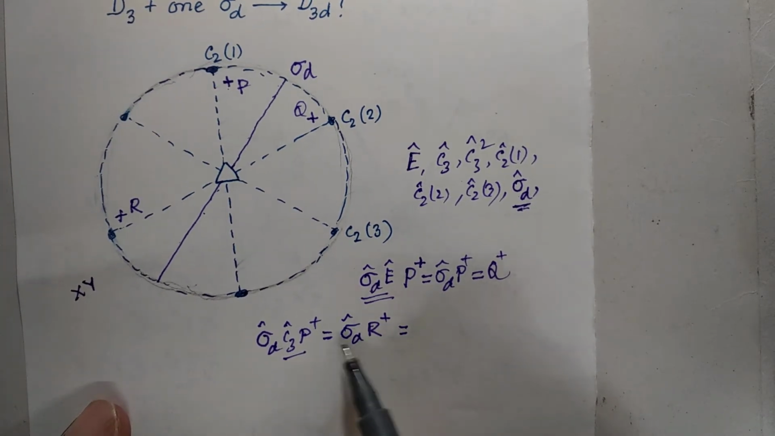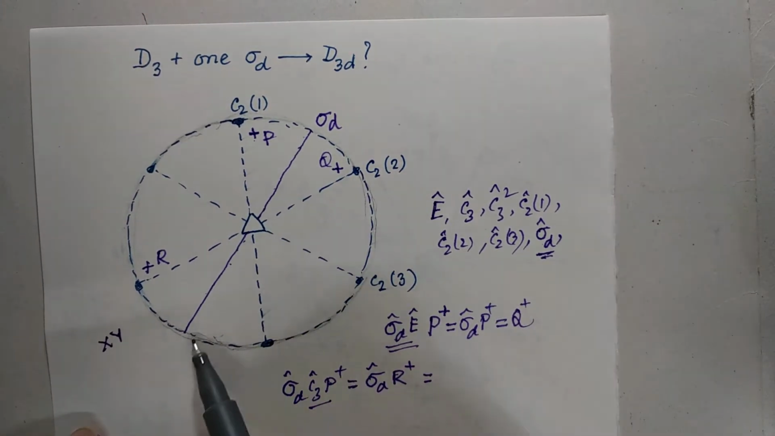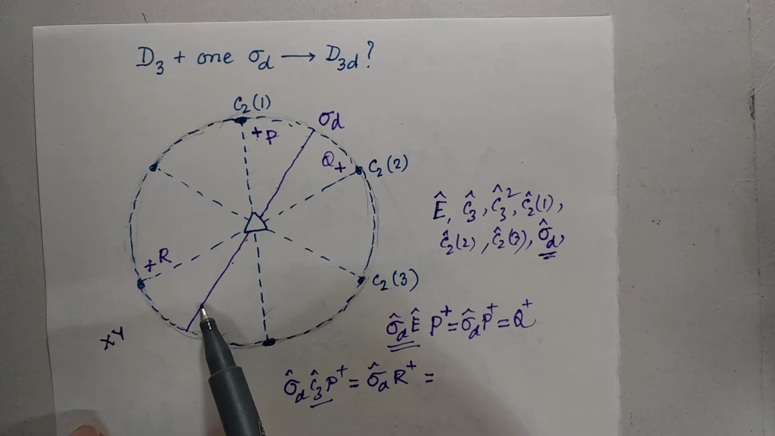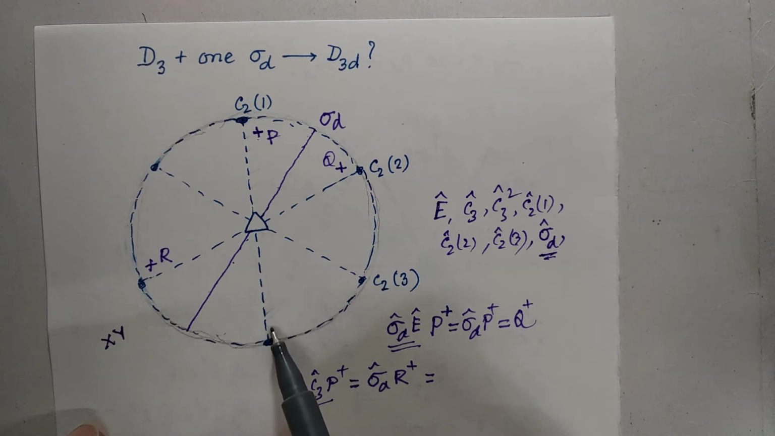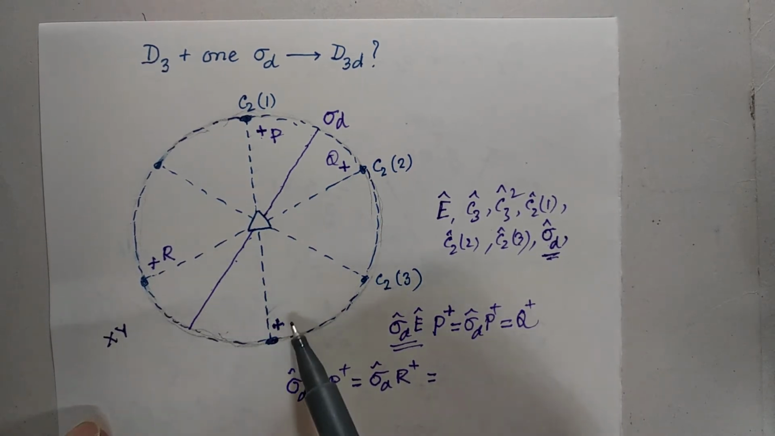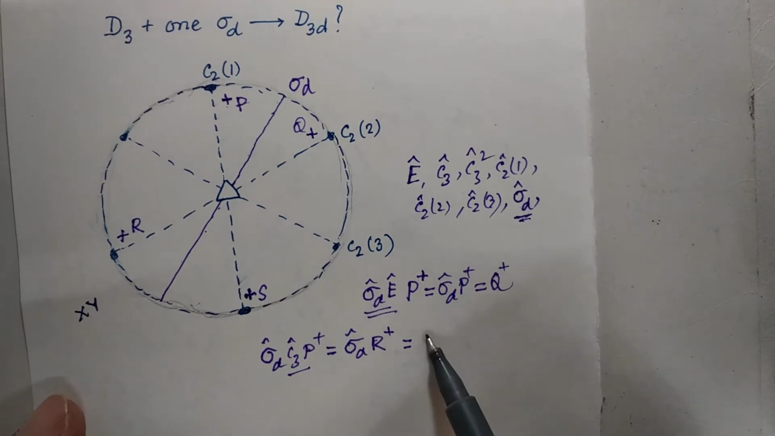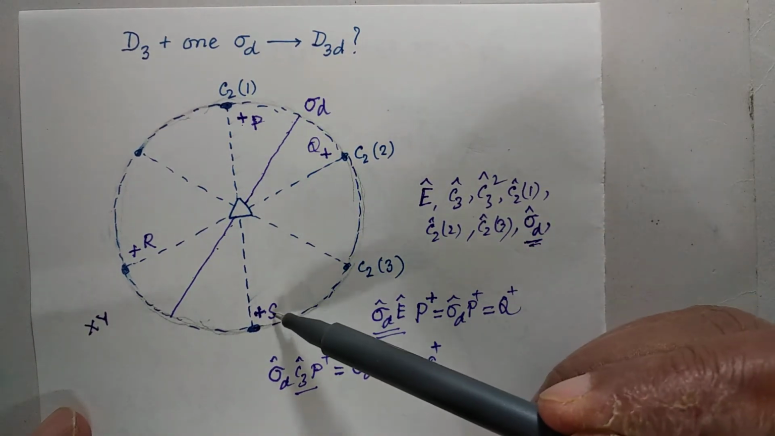And what happens on reflection? The sigma d plane is this. If R plus is reflected on this plane, we will come to a position like this. From here, by reflection, we arrive at here. Let us call it S. Then this is S plus. And how can we come from P plus to S plus directly?